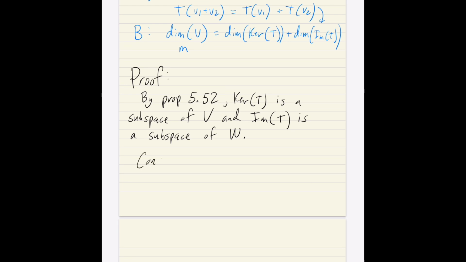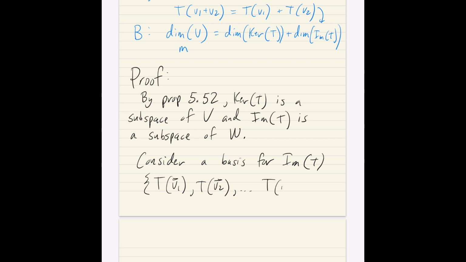Consider a basis for the image of T. So we can create a linear transformed, remember the image is just the outputs, the set of outputs. So we can create a list here. Let's say our vectors are v1, v2, v3, all the way to vr. So the images will be T of v1, T of v2, all the way to T of vr. So we'll consider that there's R items in that list.